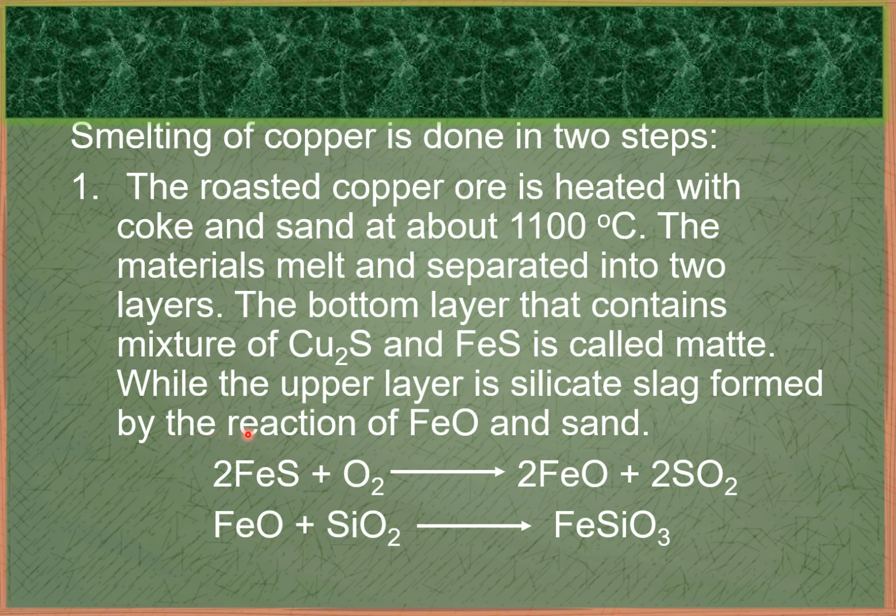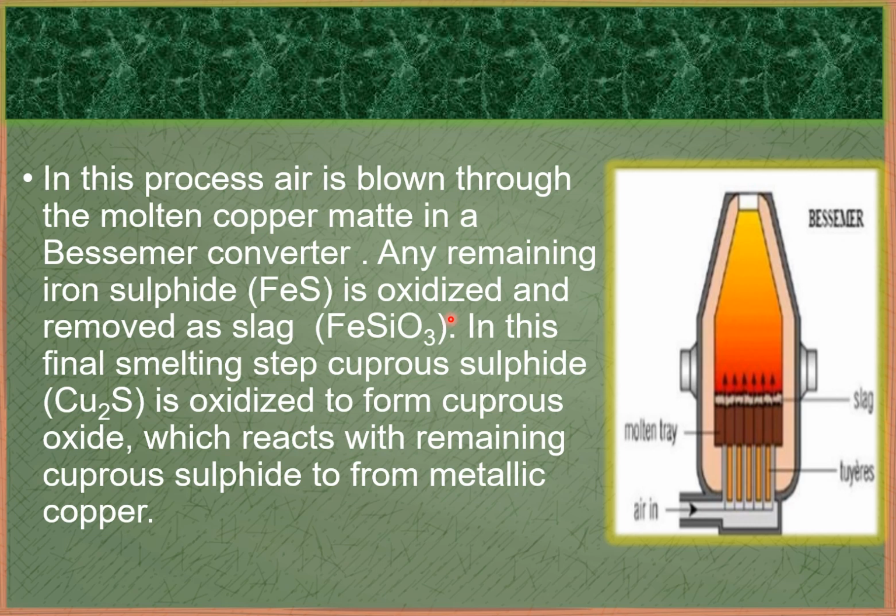Ferrous sulfide reacts with oxygen and forms FeO and sulfur dioxide. FeO reacts with silicon dioxide and forms FeSiO3. In this process, air is blown through the molten copper matte in the Bessemer converter. This is a Bessemer converter. Any remaining iron sulfide is oxidized and removed as slag.